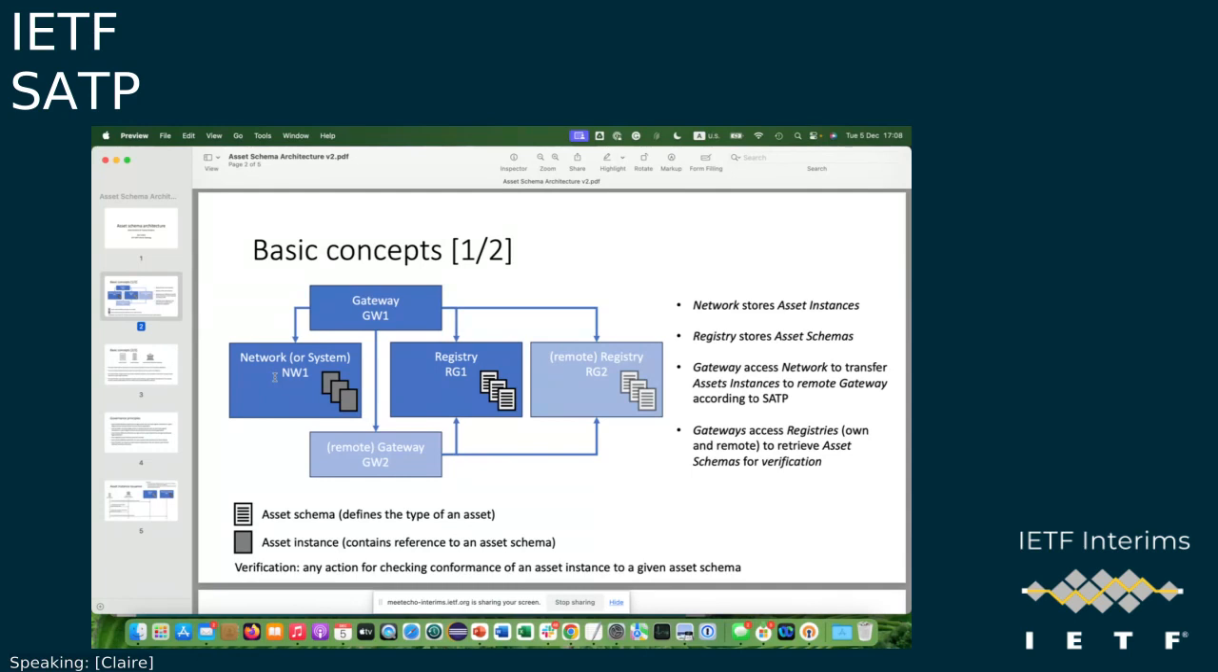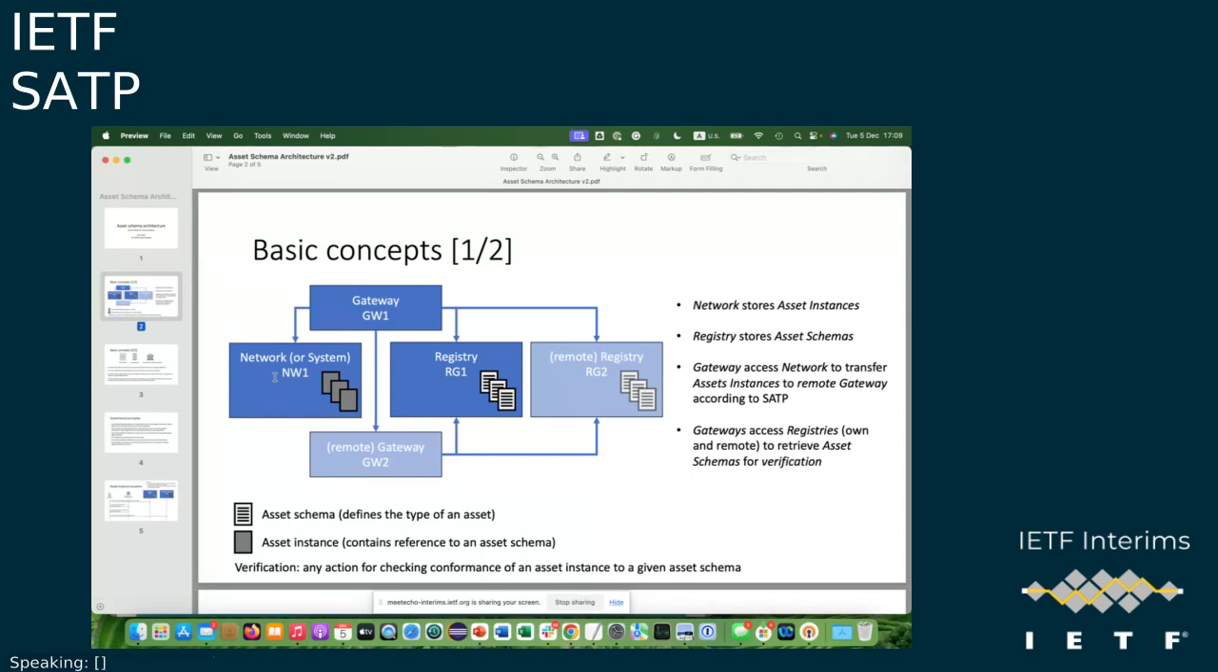I see that. Wajah has a question. Yes, thank you, please. Denise, I have a question about these registries, RG1 and RG2, the remote one. So who manages these registries and how are these registries synchronized?